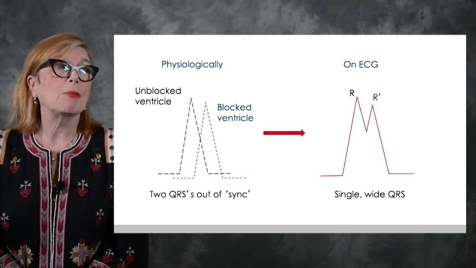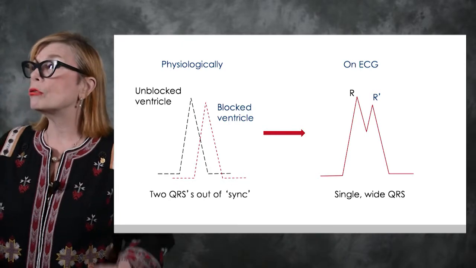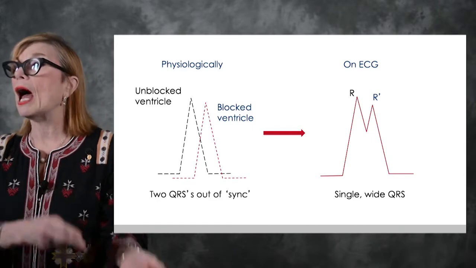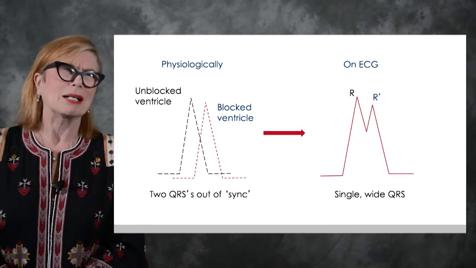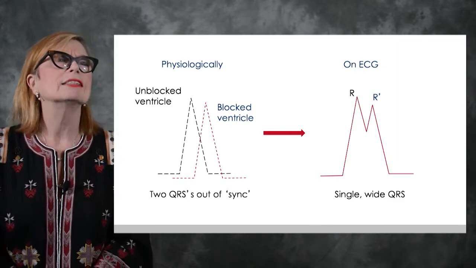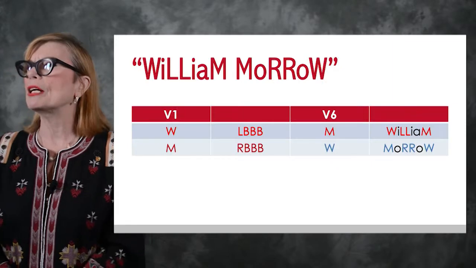Now, if those two depolarizations are going to the right, you have a right bundle branch block. If those two different depolarizations are going to the left, you have a left bundle branch block. Now, we'd like it to be that easy, but it's really not. That's just giving us a basic framework from which to jump off in the evaluation of our patient.